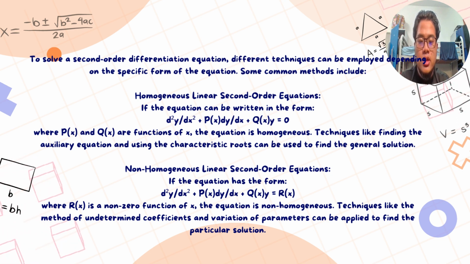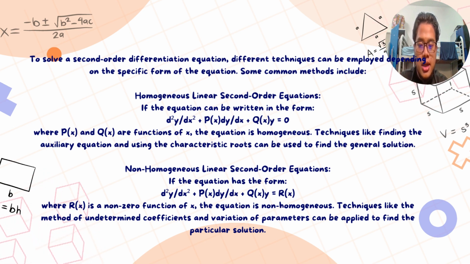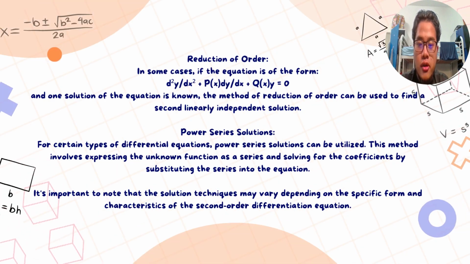Non-homogeneous linear second order equation: if the equation has the form d²y/dx² + p(x) dy/dx + q(x)y = r(x), where r(x) is a non-zero function of x, the equation is non-homogeneous. Techniques like the method of undetermined coefficients and variation of parameters can be applied to find the particular solution. And then, reduction of order.